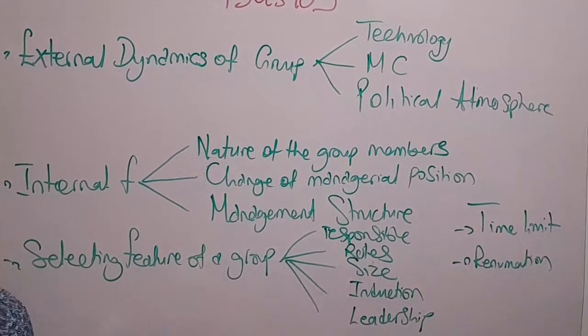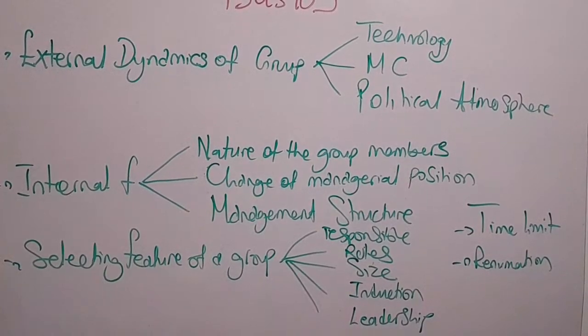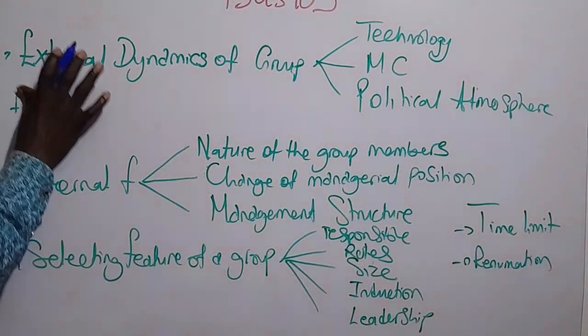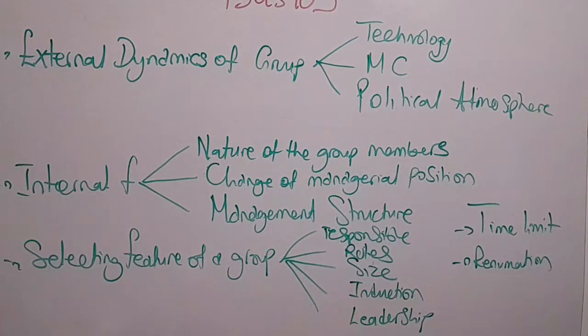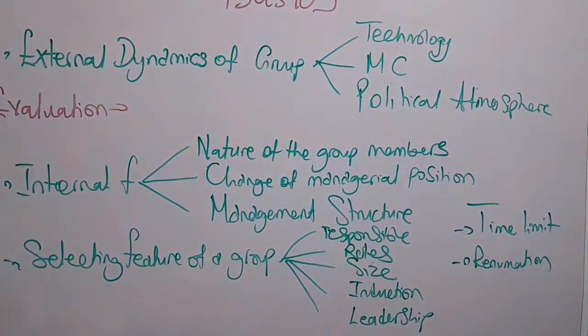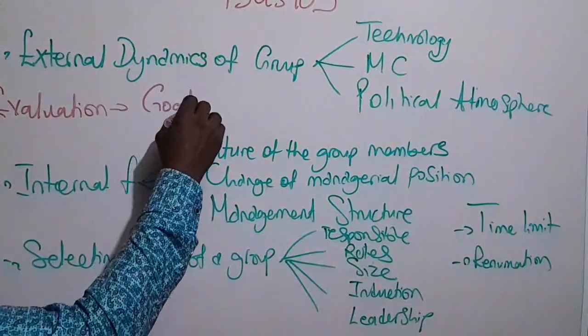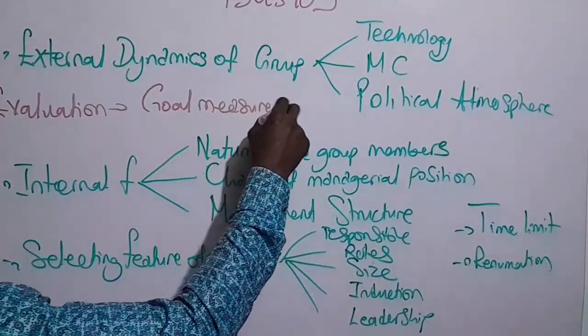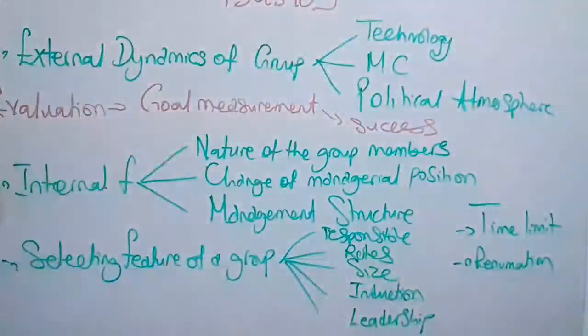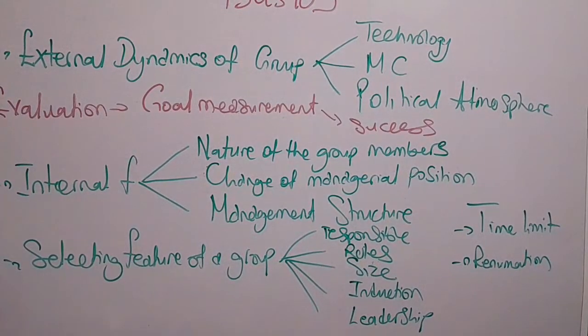We want to talk about, according to what Brown in 2005 says, evaluation is the process of determining the extent to which the goal of the group has been achieved. Evaluation is the determinant of the measurement, of success, the extent to which the goal of the group has been achieved.